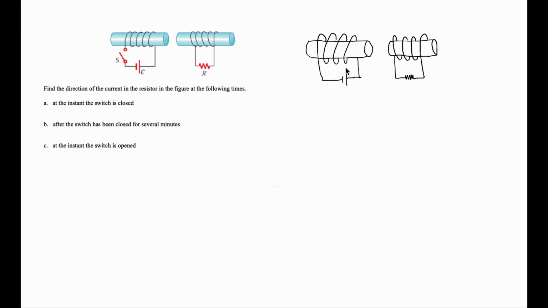So the first thing we want to do is just close the switch. And we want to analyze what's happening at different times. So let's start at t equals 0 when the switch has just been closed.